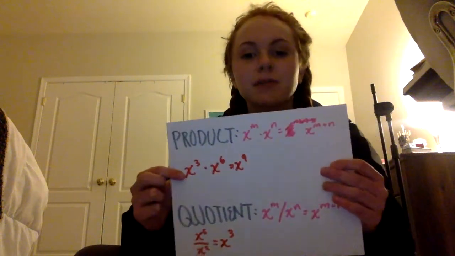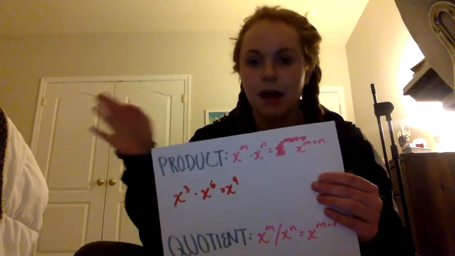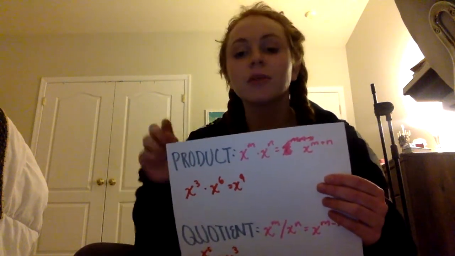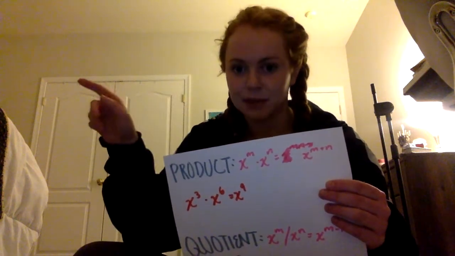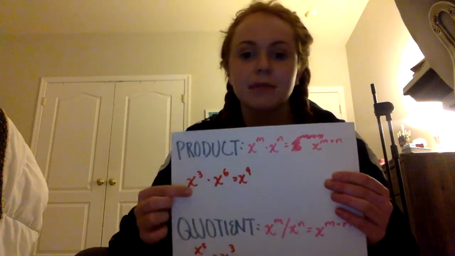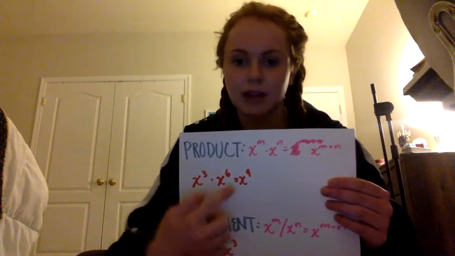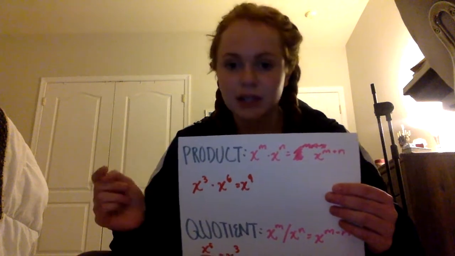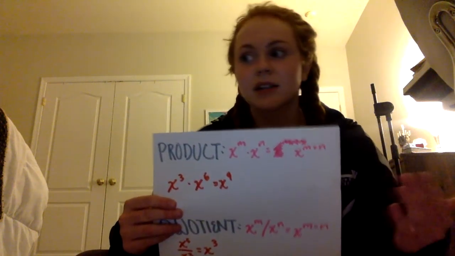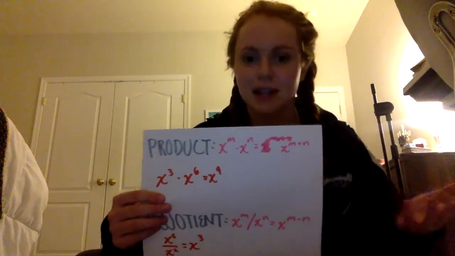First we have our product rule, which is that x to the m times x to the n, m and n just being random powers, is going to be x to the m plus n. So whenever you're multiplying exponents, you're going to add the exponents. Okay, so I'm saying x cubed times x to the 6. The base x stays the same, so I'm going to write that right there. Then I'm going to add the 3 and the 6, and so we'll get x to the 9th. This would also apply if you had x to the 4th times x squared. You would add 4 and 2, and it would be x to the 6th.